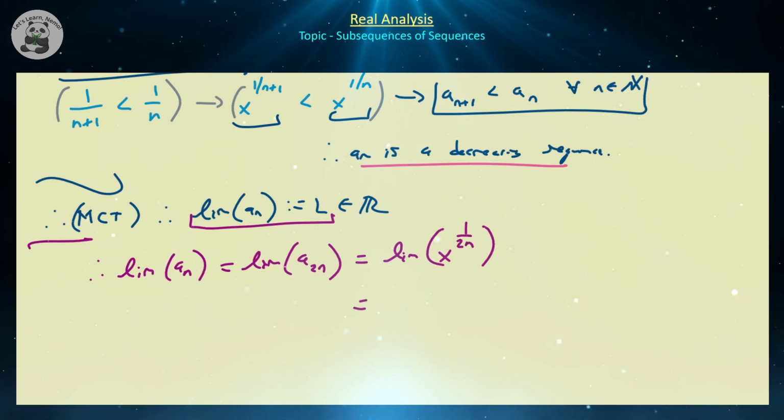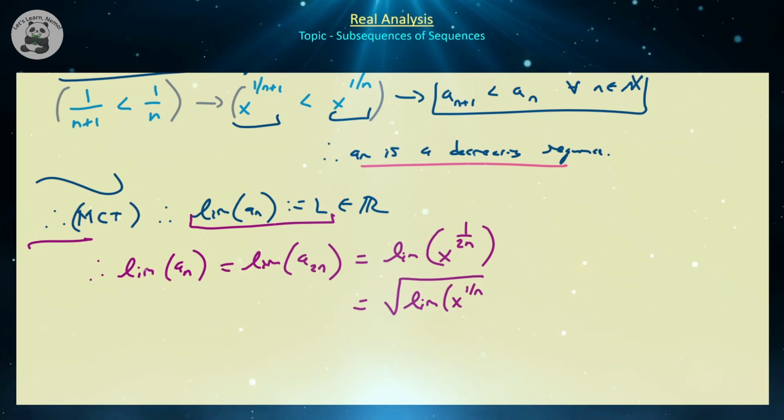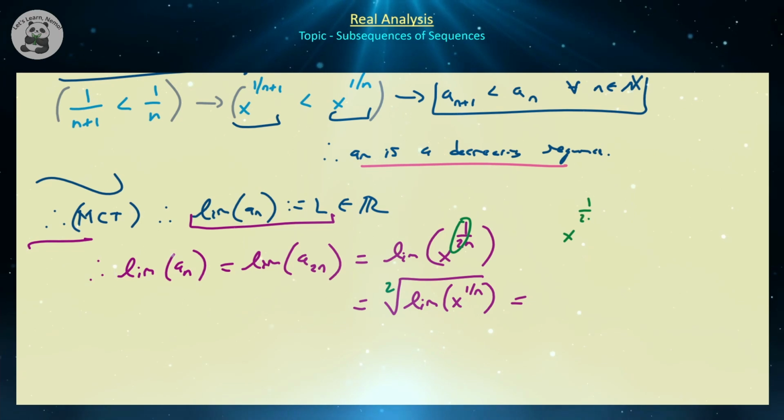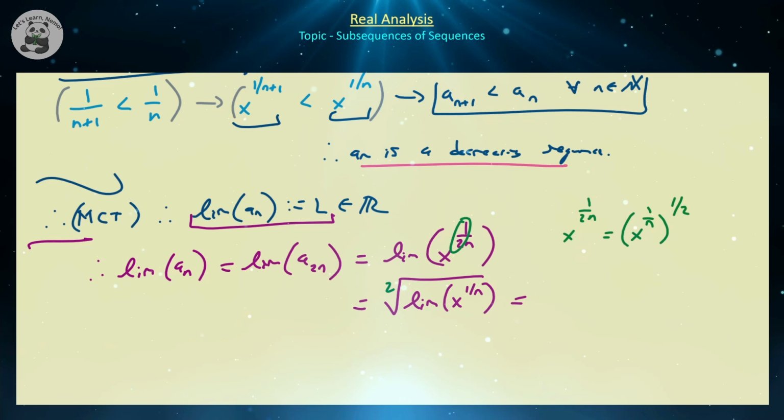And we know that by definition, that's going to be equal to the square root, by properties of limits, of the limit of x to the 1 over n. So where is that coming from? That 1/2 is giving us the square root, and the x to the 1 over n is what's going on there. Because keep in mind, x to the 1 over 2n is the same as x to the 1 over n, to the power of 1 over 2, which is the same as the square root of x to the 1 over n. So we're just using that property of limits to distribute underneath the square root.